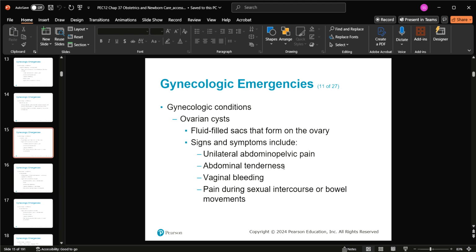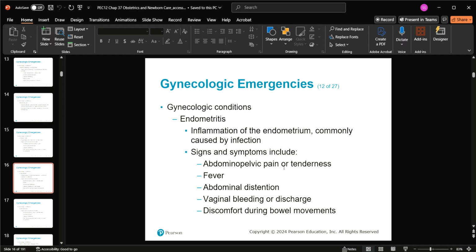It talks about unilateral abdominal pelvic pain. That's if there's a cyst on one ovary. It could be on both, so you could have bilateral abdominal pelvic pain, but there's a possibility of unilateral. That is just cysts being on only one ovary.